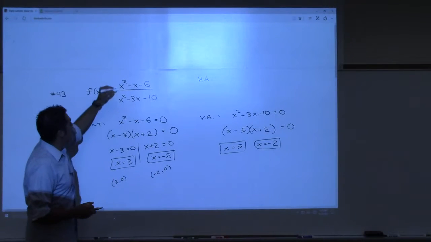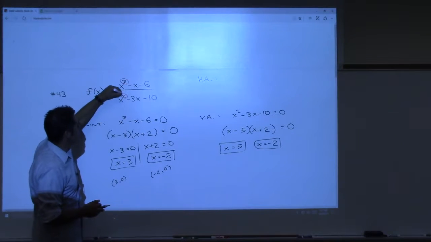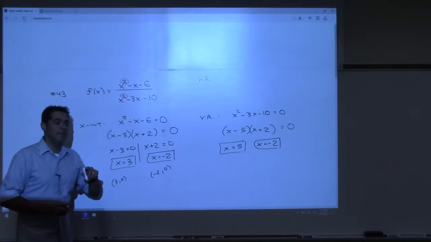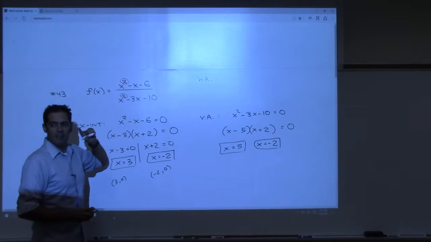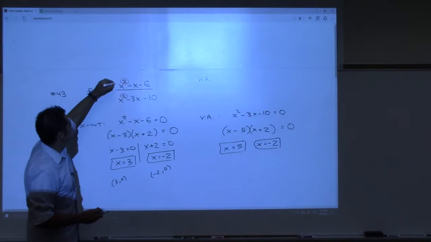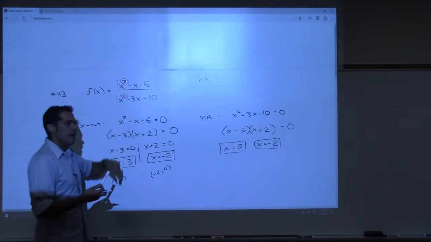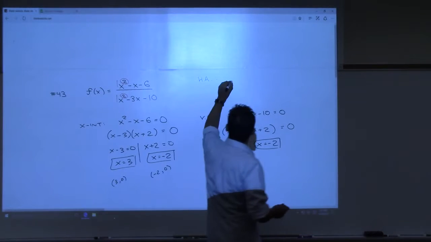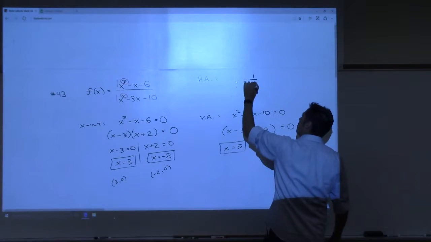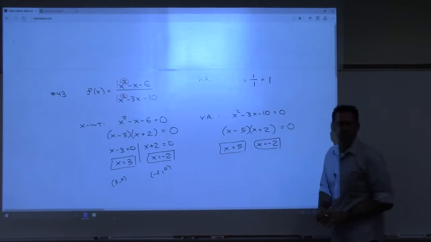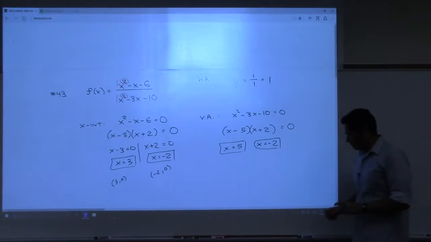The power on the top, we call that the degree of the numerator, it's 2. The degree of the denominator is also 2. What happens if they're the same? What do you look at? Divide what? The leading coefficients. The number in front here and the number in front there. You take those two numbers and you create a fraction out of them. And so you'll always write y equals, and then those two numbers, 1 over 1, which is just 1. So y equals 1. And that's it.